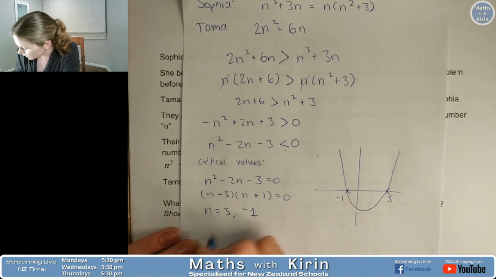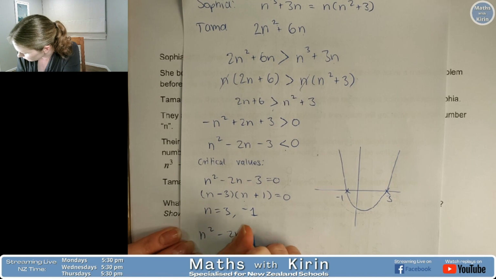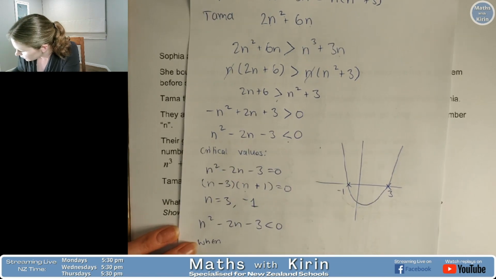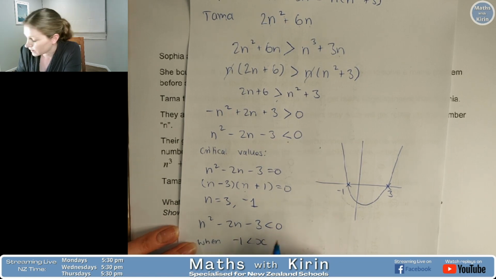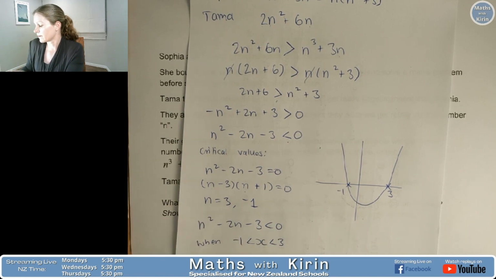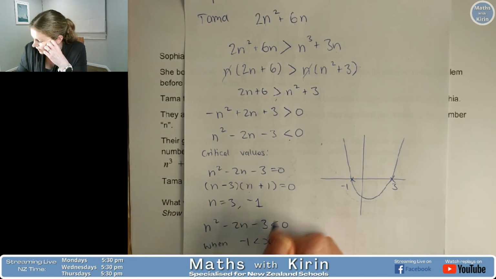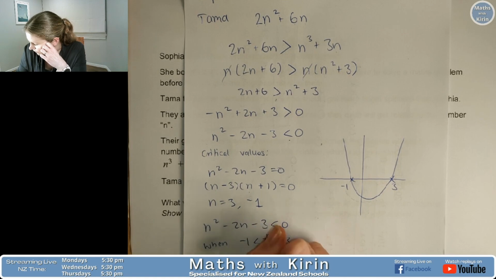So technically, n squared minus 2n minus 3 is less than 0 when negative 1 is less than n, or n is bigger than negative 1, but n is smaller than 3. And I've written x, sorry, I should have written n.